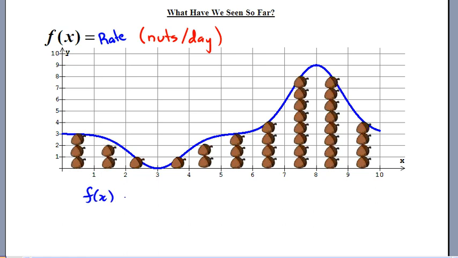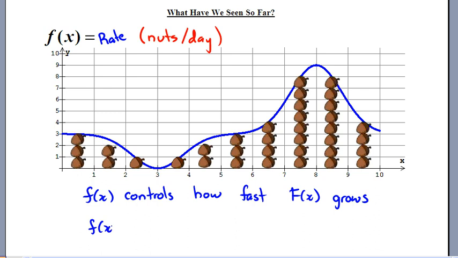This rate, f of x, controls how fast capital F of x grows. So you could say that little f of x is actually equal to the derivative of the accumulator. Right? It's predicting how quickly it's going to grow.